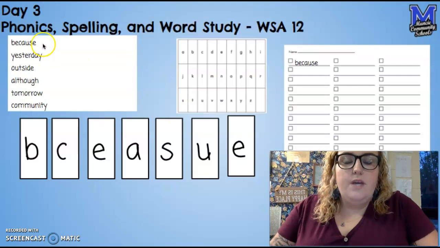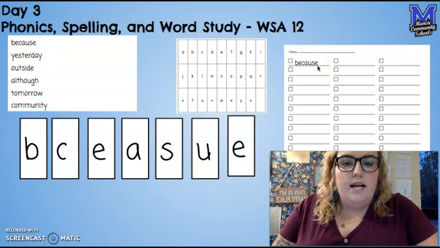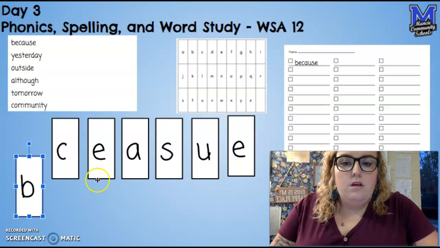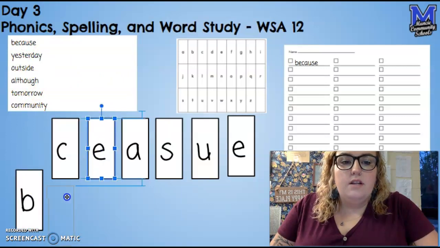My first word is because. I wrote because on the line. Now I'm going to use my letters to spell it out. I can look at this note card that I have, or I can look at my paper where I wrote because on the line.